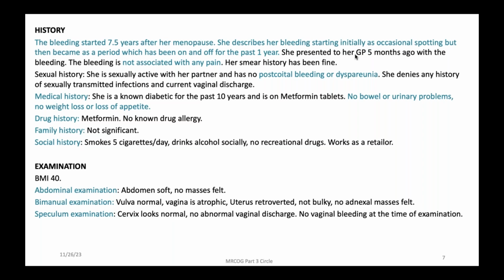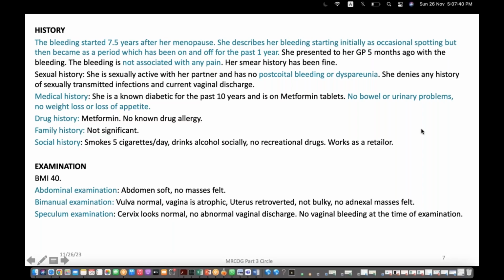Now you went down to medical history. Now what's positive here is that she's diabetic for the 10 years on metformin tablets. You wanted to inquire about any symptoms of cancer, bowel, urinary problems, weight loss, or loss of appetite. You then covered the drug history, any current medication, any allergy. And then you skipped and went to the examination. So complete the whole history.